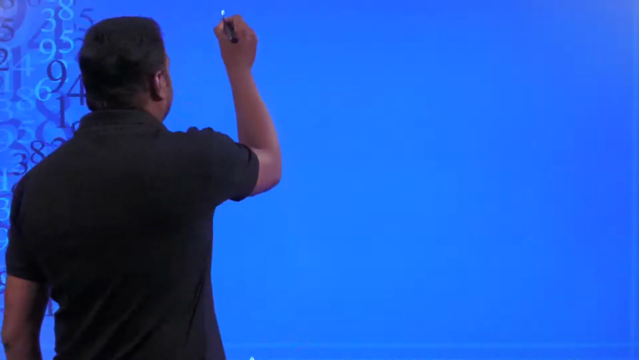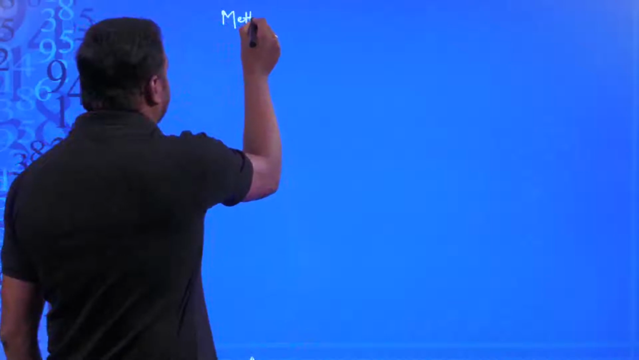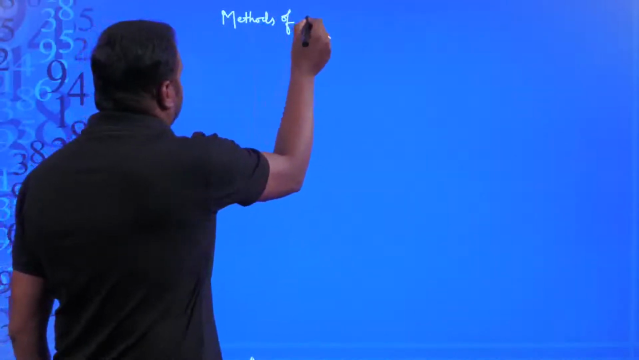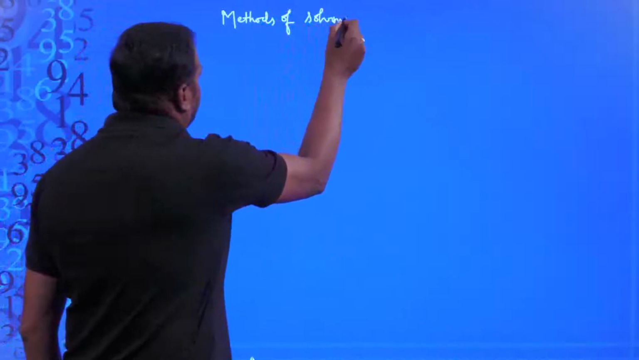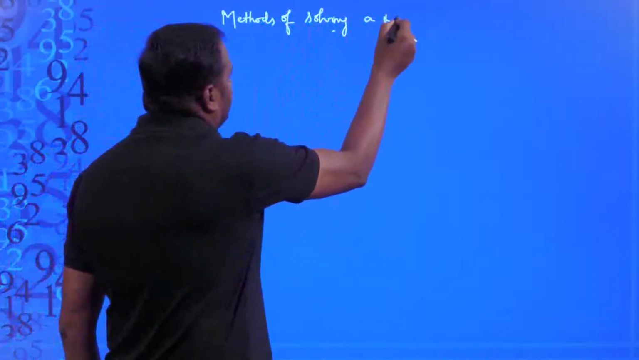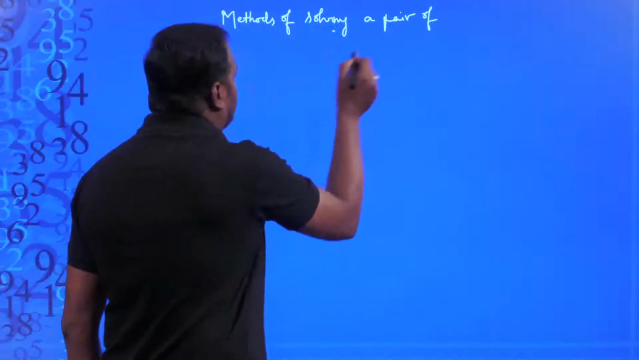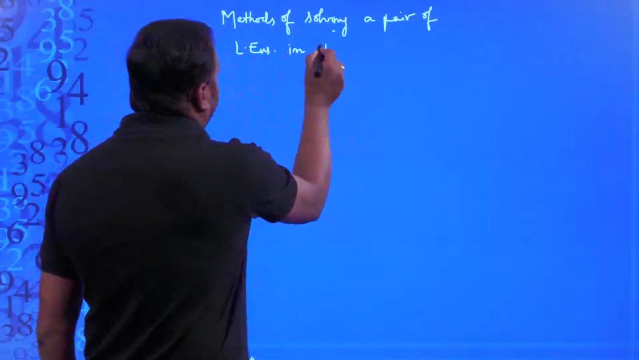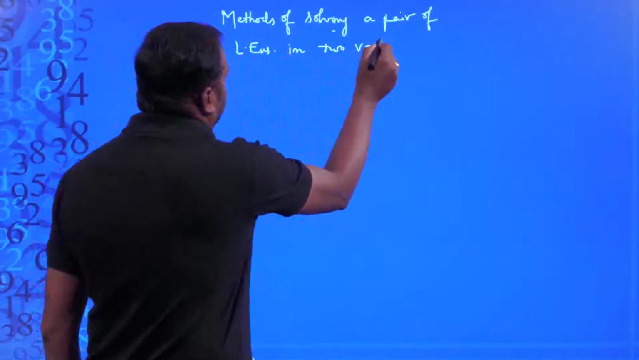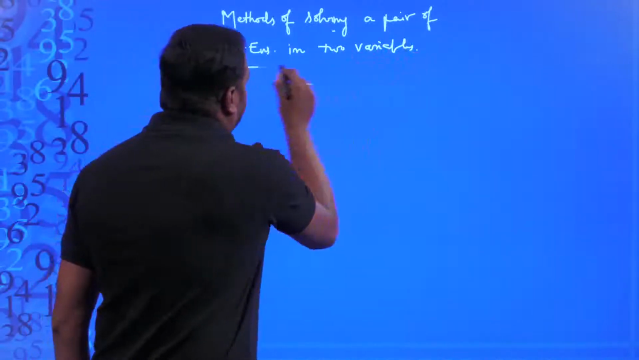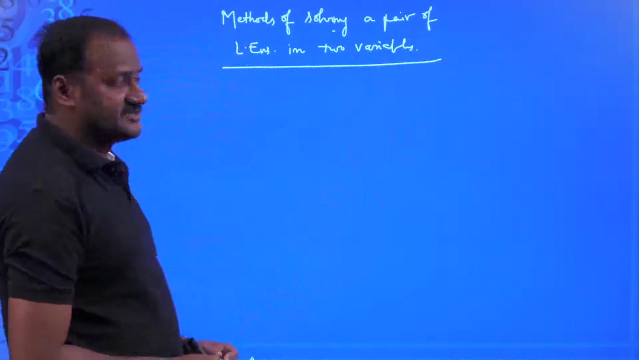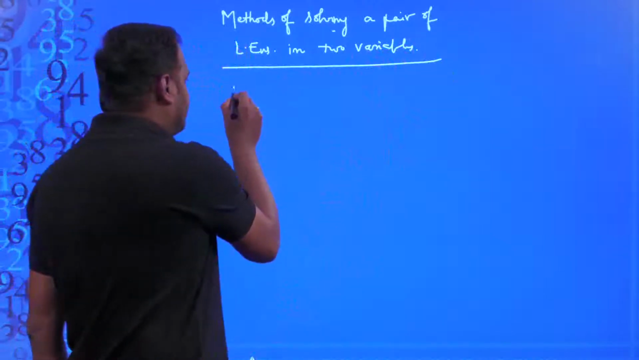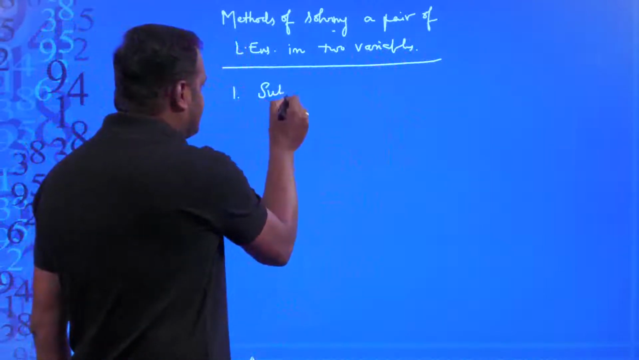So, there are different methods of solving a pair of linear equations in two variables. Those methods are, the very first method is the substitution method.